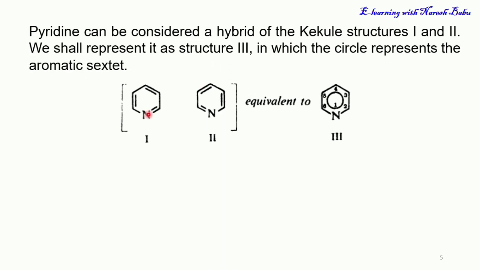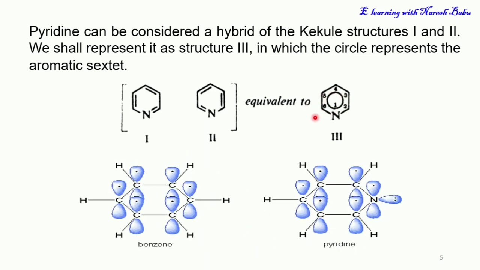So these are the canonical forms, the Kekulé structures. This is one Kekulé structure, and this is another Kekulé structure. The arrangement of the double bonds is different in these two Kekulé structures. As with benzene, we can represent pyridine as equivalent, with a circle in the ring system. Comparing the benzene ring orbital structure and the pyridine orbital structure, there is only one variation. Here the carbon is replaced with the nitrogen atom, and we cannot observe this hydrogen, and the lone pair of electrons is present in the sp2 hybridized orbital.